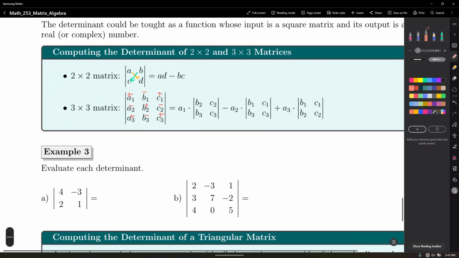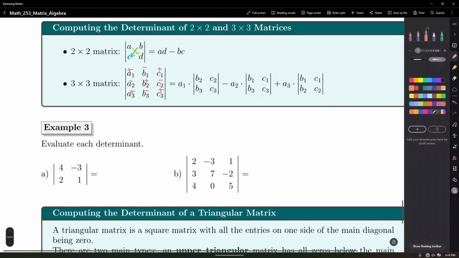Now, for matrices that are 4 by 4, 5 by 5, there are no rules like for 2 by 2 and 3 by 3. In that case, you would need to reduce the big matrix into a smaller matrix using elementary row operations, guys. But of course, we're not going to go with matrices that big. We're just going to do 2 by 2 and 3 by 3.